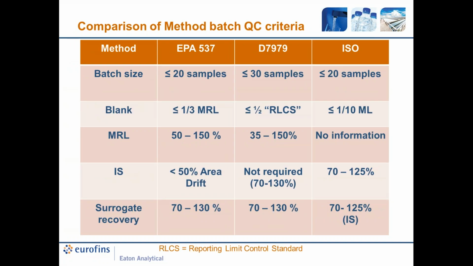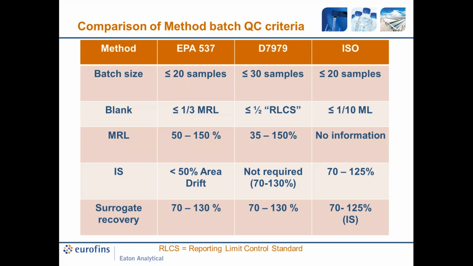ISO methods don't really discuss QC in the same way that US methods do. The QC is expected to be defined by the laboratory or possibly by the country that sets the regulation based on the ISO standard. So ISO does not really define acceptance criteria based on an MRL standard. ISO does define acceptance criteria for internal standards and surrogates, and these criteria are very similar to the US methods.